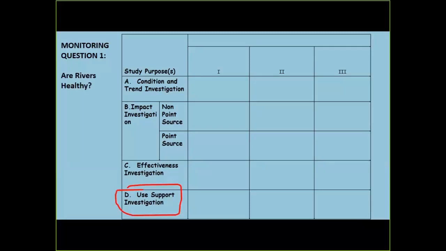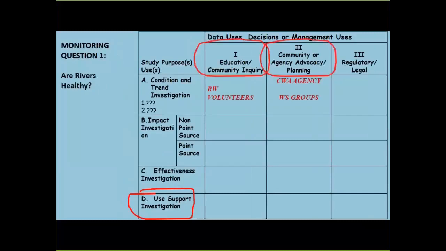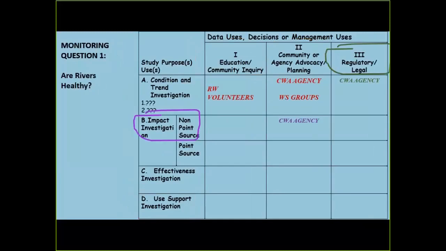Now, the second continuum is management decisions or uses. Go ahead, Danielle. That's up here. Looking a little deeper at that continuum, there's an inherent rigor in this one. I could do any one of these purposes for education or community inquiry. This is where the Clean Water Act comes in. Community or agency advocacy or planning. It might be local government, federal government, or a district. And then regulatory legal is things like compliance and enforcement monitoring, that end of the scale that is being used. So that continuum, purpose lines up with the use, and then you get the third continuum.